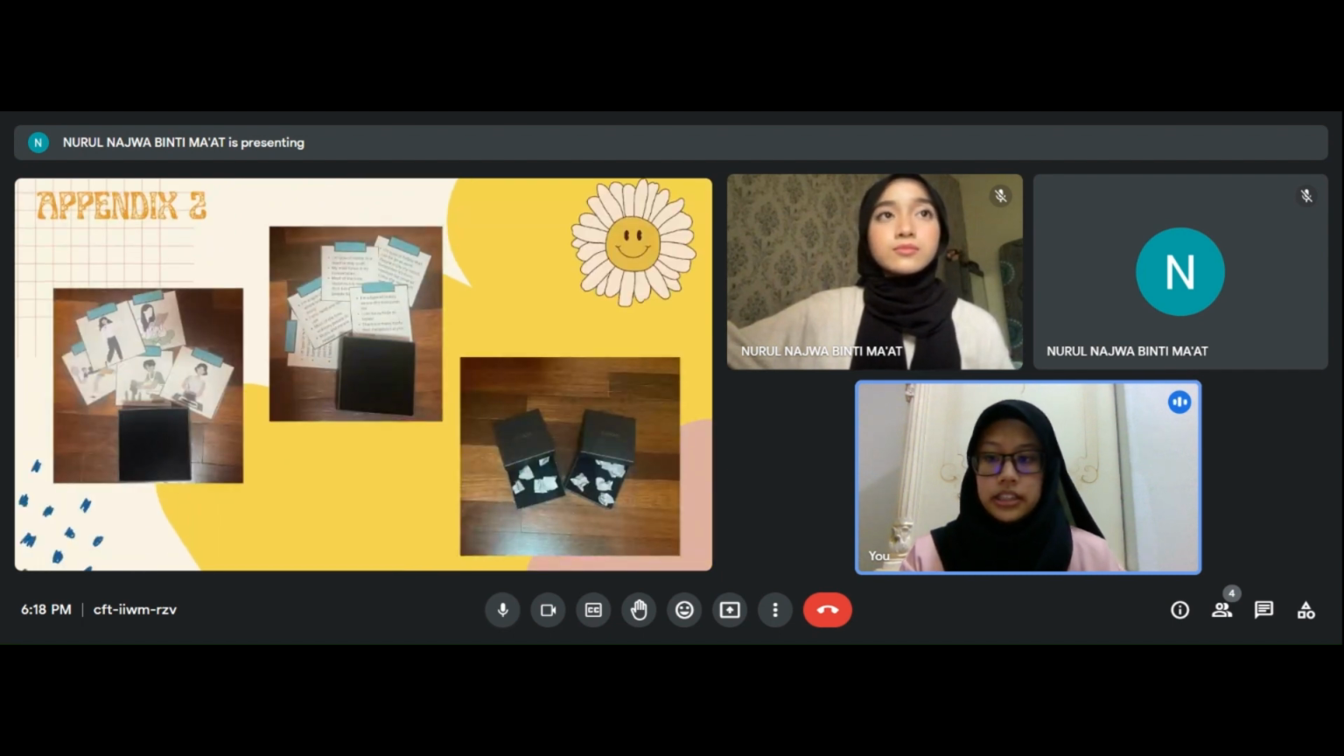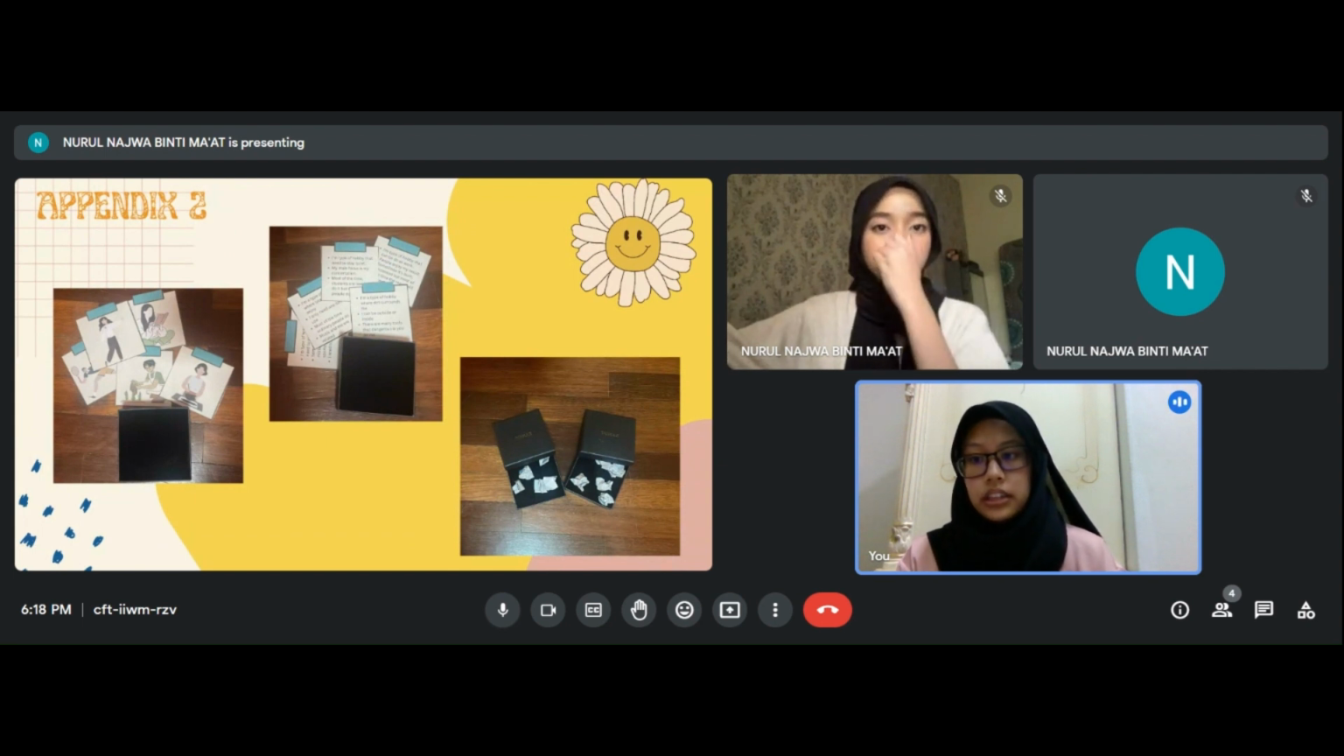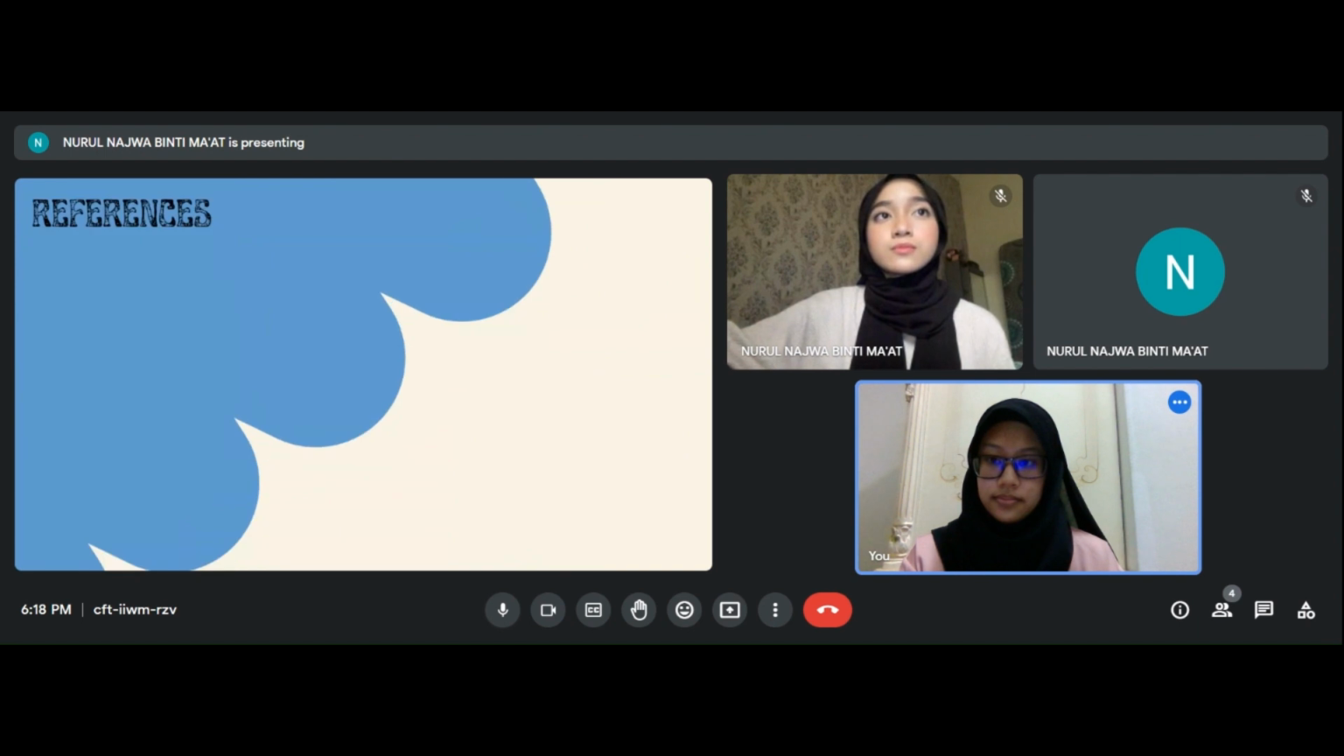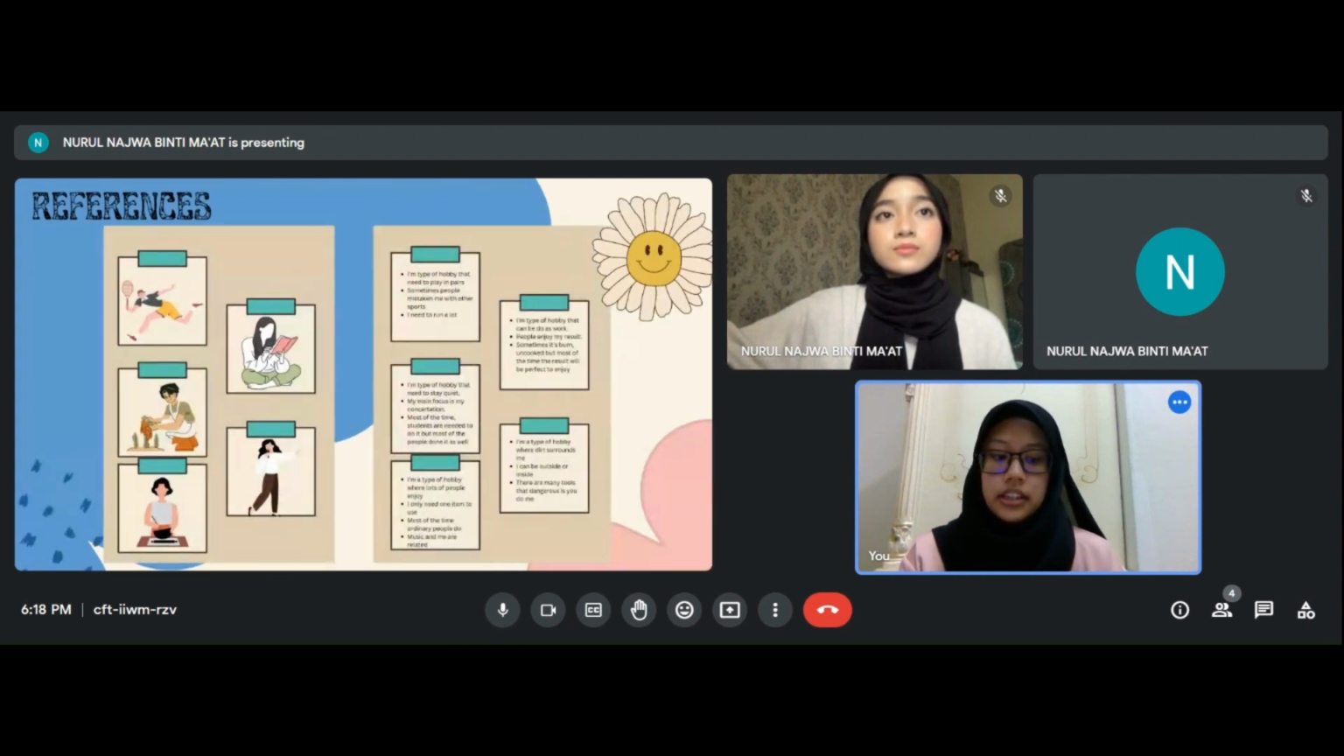So here's the material. We provided two different boxes: box A contains pictures of the hobbies, and box B contains the characteristics of the hobbies shown in box A. So the two boxes are each filled with five pieces of paper, which are already crumpled. Next slide. So here's our reference. The reason why we put the reference is to show the picture and the characteristics more clearly. Next.